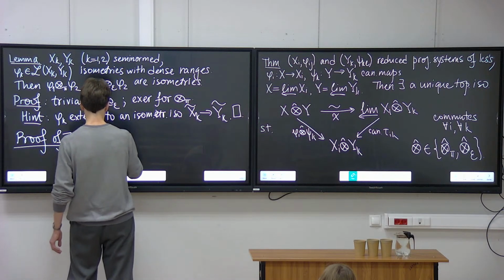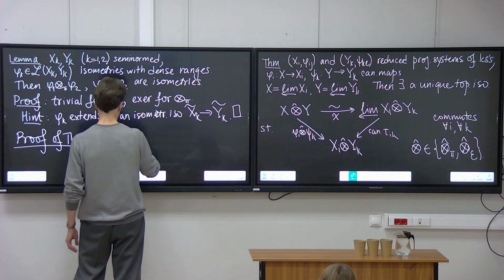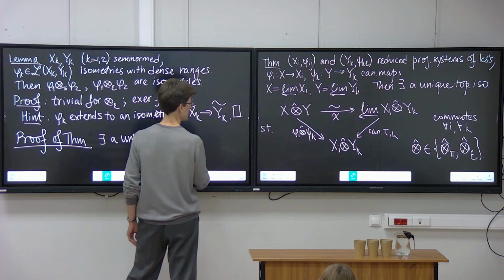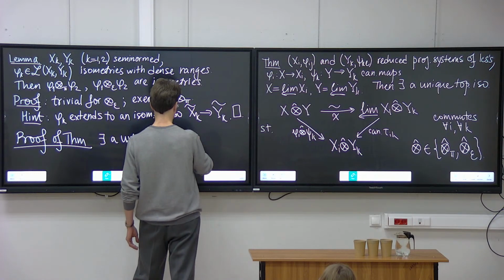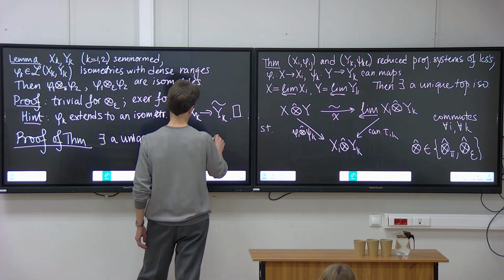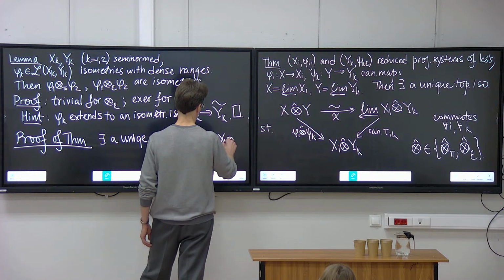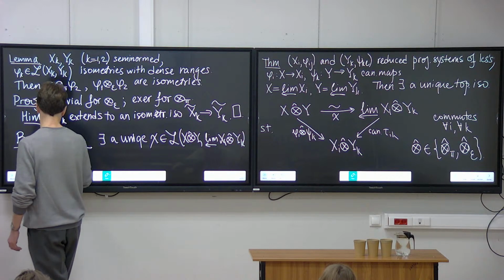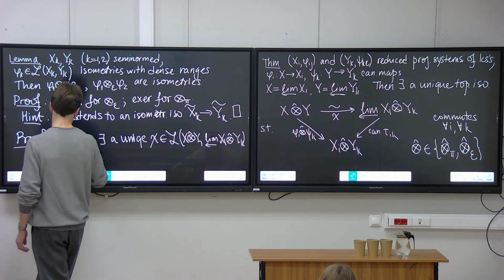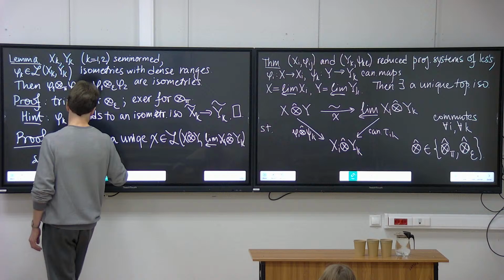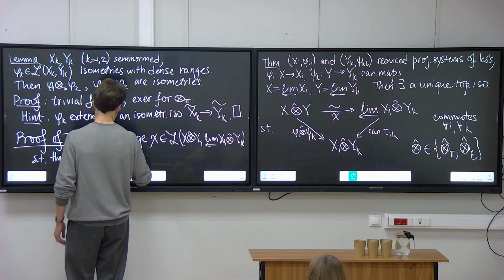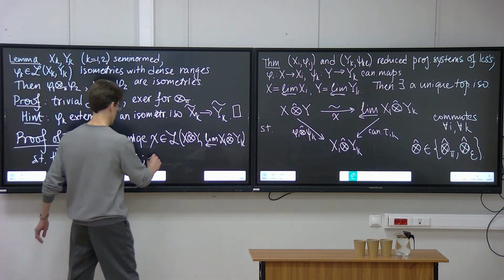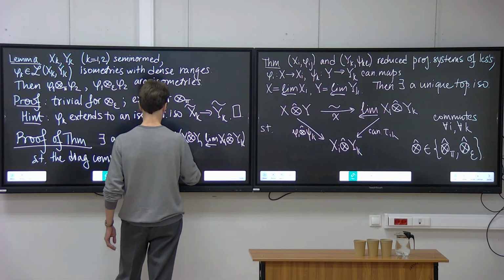So there exists a unique continuous linear map chi between the respective spaces, such that the diagram commutes. This follows from the universal property, and I also claim that chi has dense range.